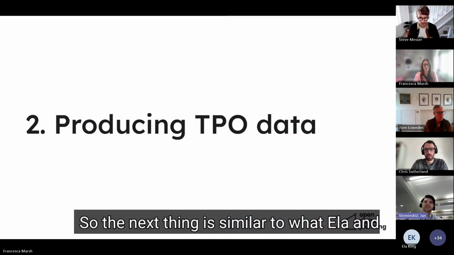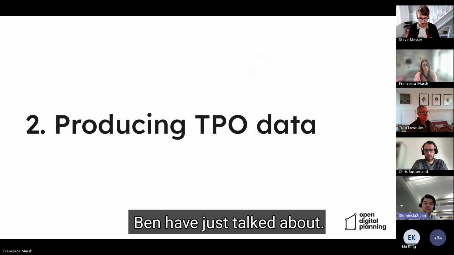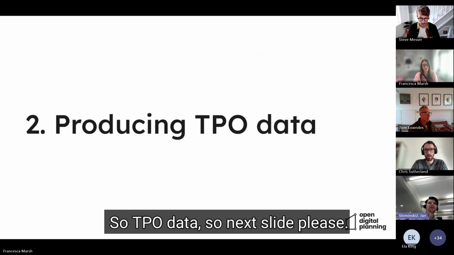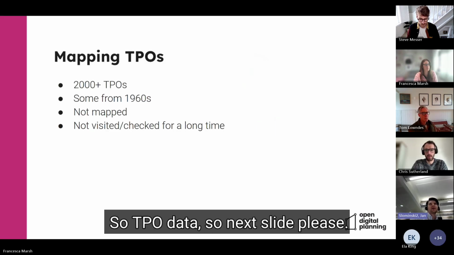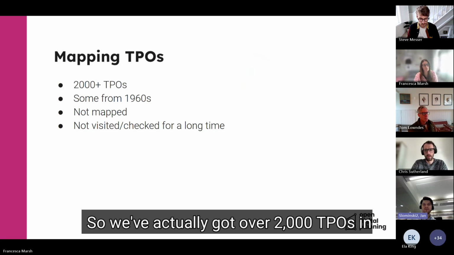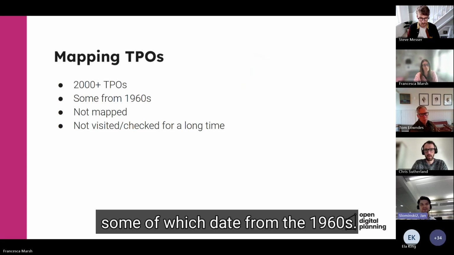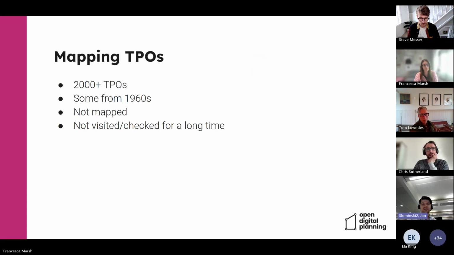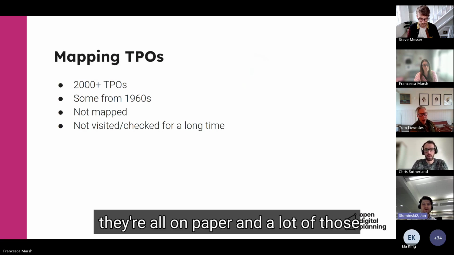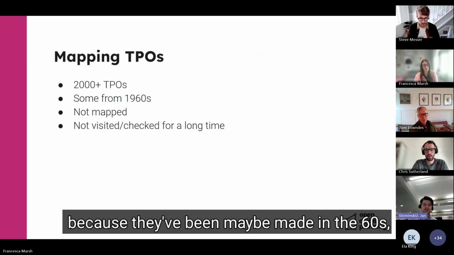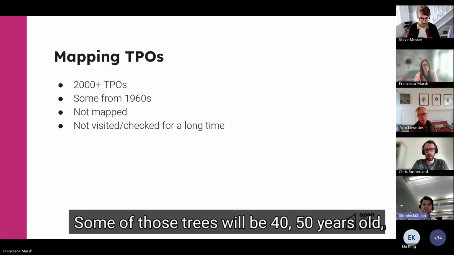So the next thing is similar to what Ella and Ben have just talked about. TPO data. So next slide, please. We've actually got over 2,000 TPOs in Croydon, some of which date from the 1960s. None of them were digital. They're all on paper, and a lot of those, because they've been made in the 60s, 70s, 80s, some of those trees will be 40, 50 years old.